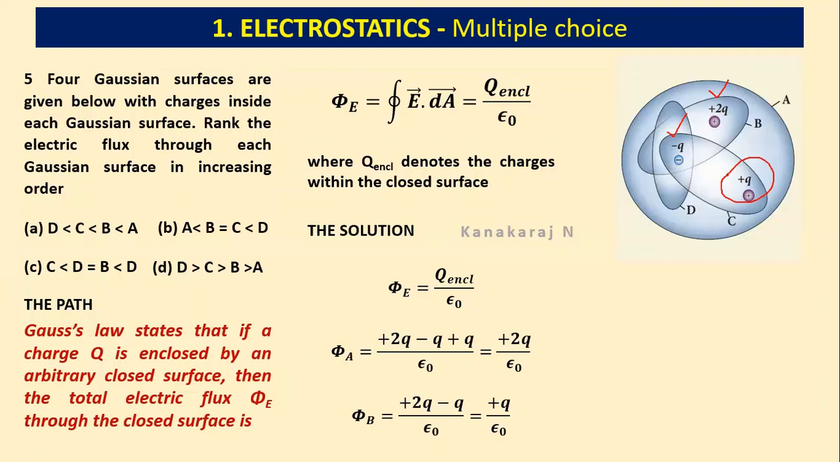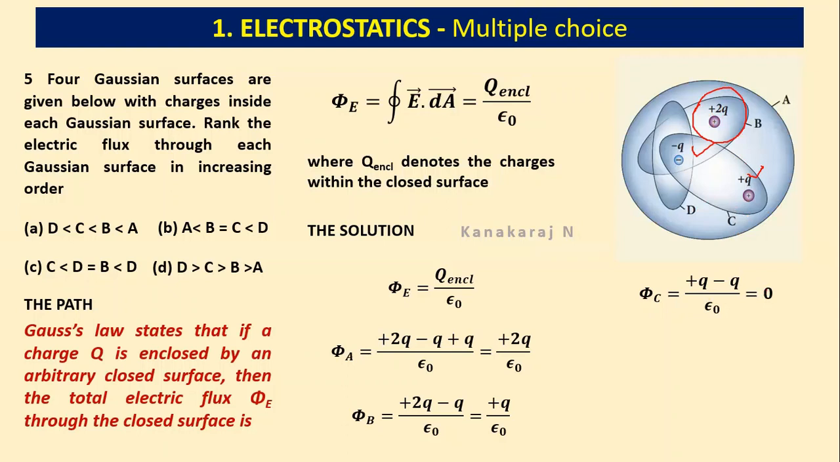So let us go for the third surface, C, which encloses two charges: plus Q and minus Q. The other charge, plus 2Q, is outside the closed surface, which will not contribute anything to the flux coming out of surface C. Let us not consider plus 2Q here. So plus Q and minus Q cancel each other. The flux through C equals 0.